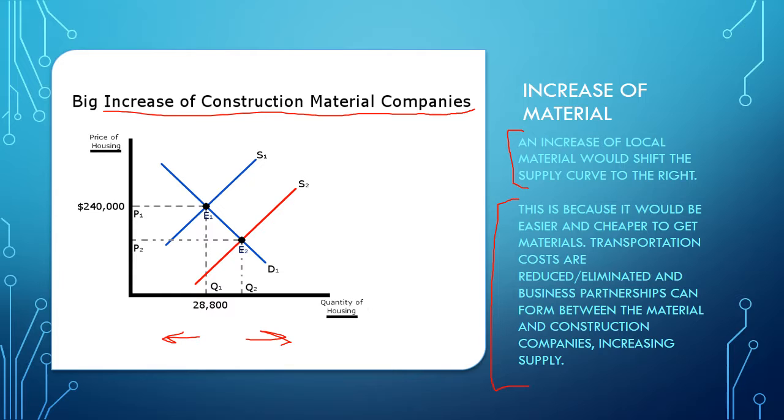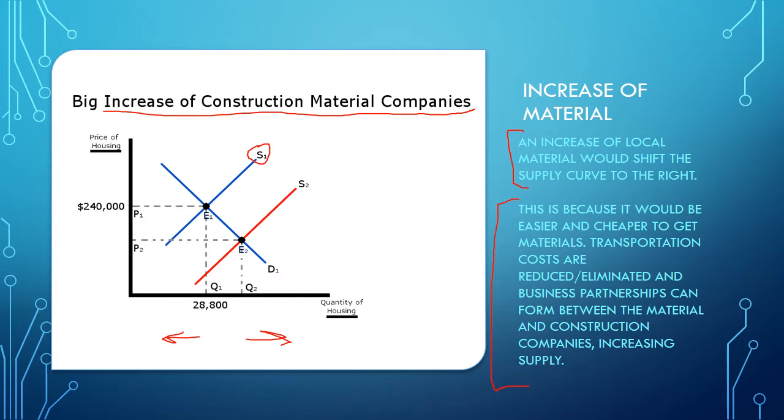So in other words, the cost to produce a house would now be cheaper. As said before, the transportation costs would be reduced, partnerships would be formed, through that supplies would come at a cheaper rate for the construction companies, and because of that they'd be able to make more houses, and that's demonstrated here in our graph. We have our original supply line right here.